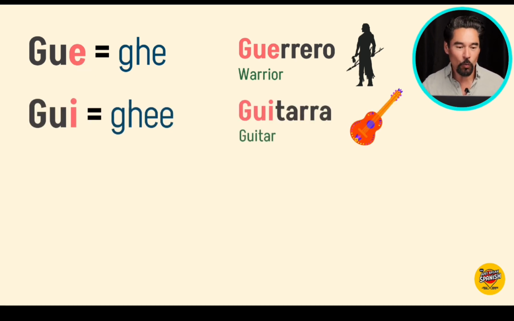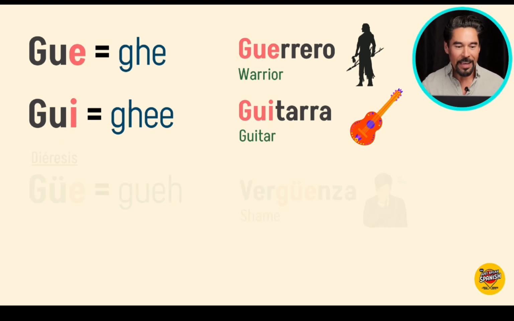Same thing we do when we have the G, the U, and the letter I. Now we have a gi sound. Gi, as in the word guitarra. Guitarra. We don't pronounce the U, okay? So make that mental note that if you have a G, U, E, it's a ge. G, U, I, it's a gi.